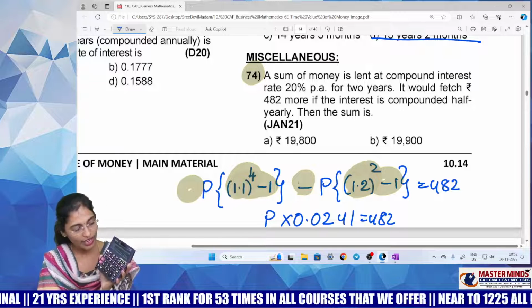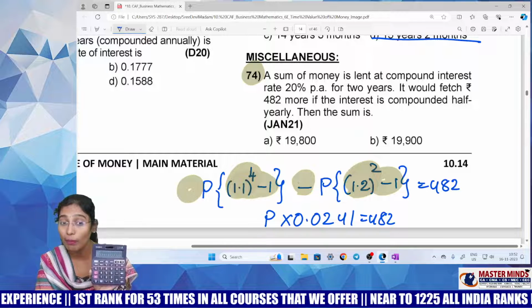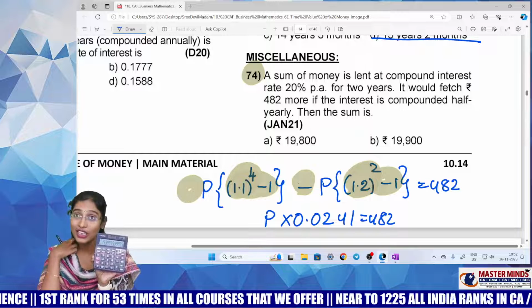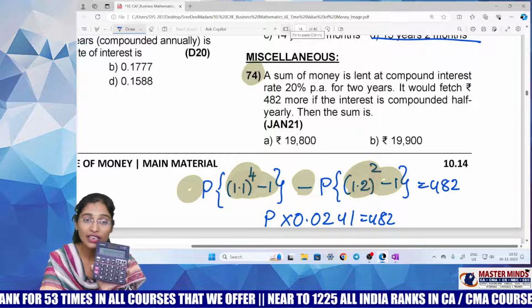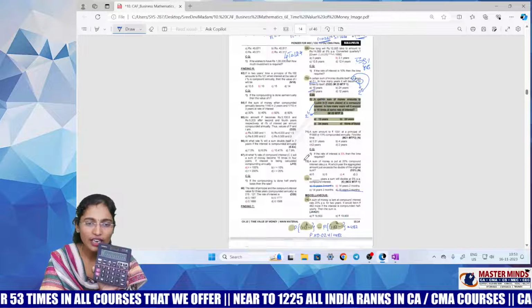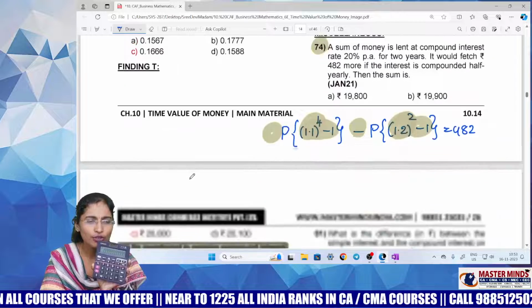So tell me the final answer. I got 19,999.9 bar, which is considered as 20,000. How much answer did I get? 20,000. Try to understand that. So 19,999, which is considered as 20,000, is available at option C.